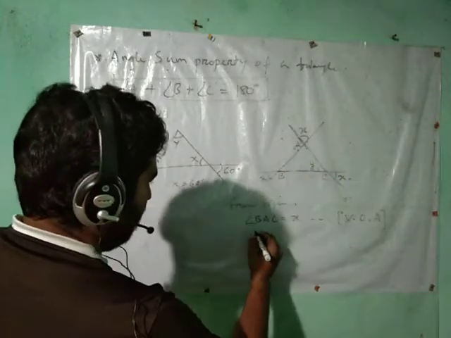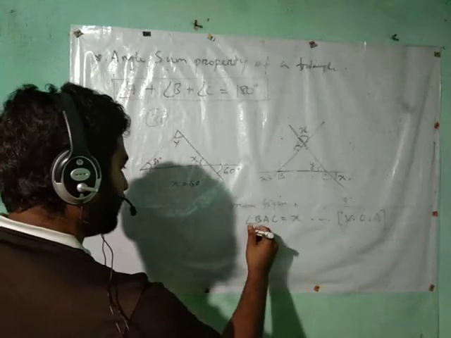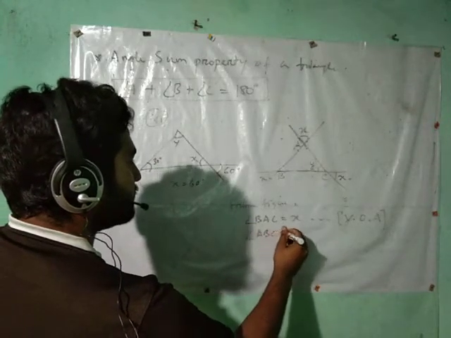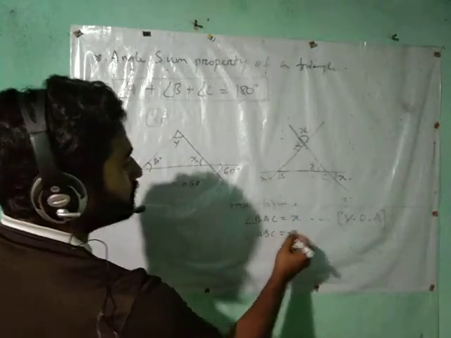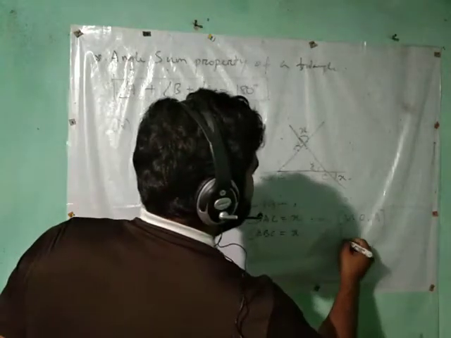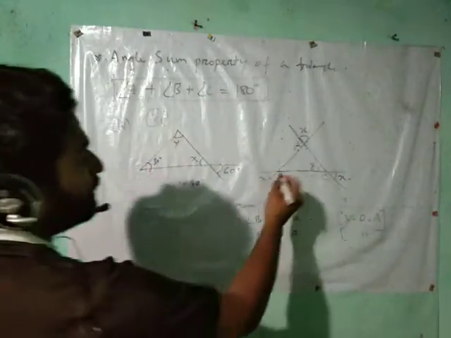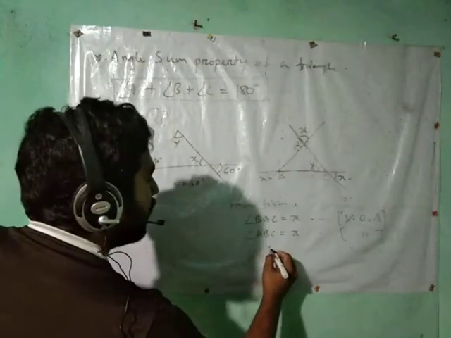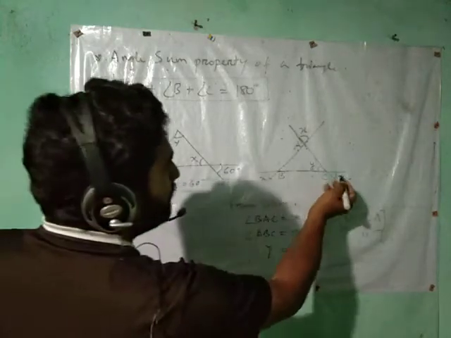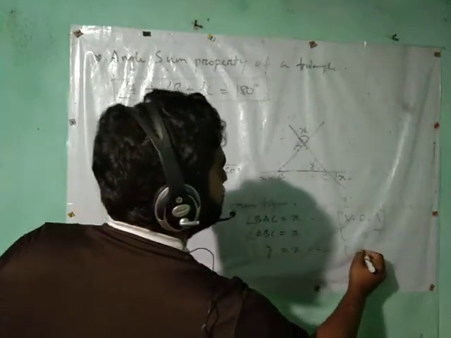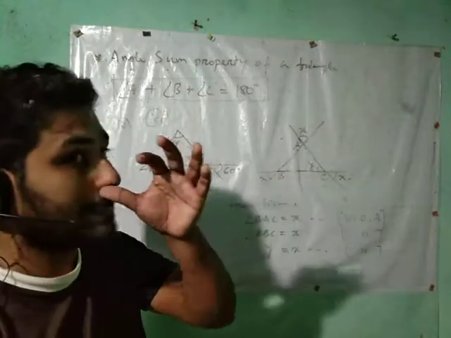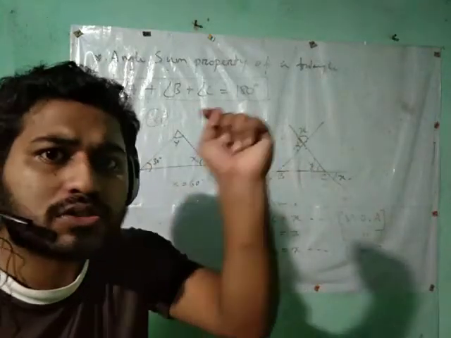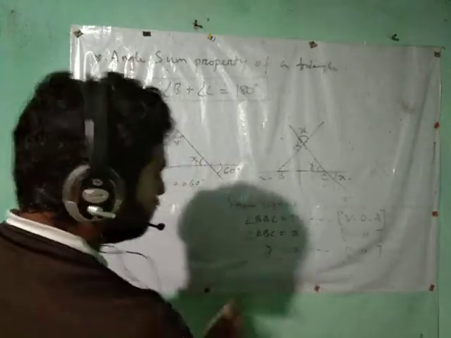Now angle ABC, this one, right? This angle is vertically opposite to x only, so it will be also x, isn't it? So same reason. So now angle y equals to what? Must be x. Why? Because the same reason, vertically opposite angle. Since this and this are vertically opposite angle, then x and y must be equal to x.